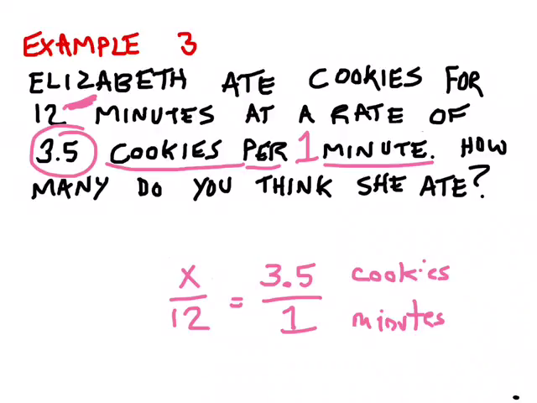I'll go ahead and cross-multiply and solve. So 3.5 times 12 is going to be 42. And x times 1 is just x, so I don't even have any next step here. I just know that the value of x is 42. So that must mean that she ate 42 cookies in 12 minutes.